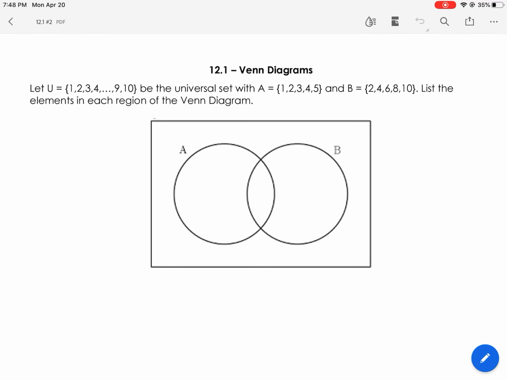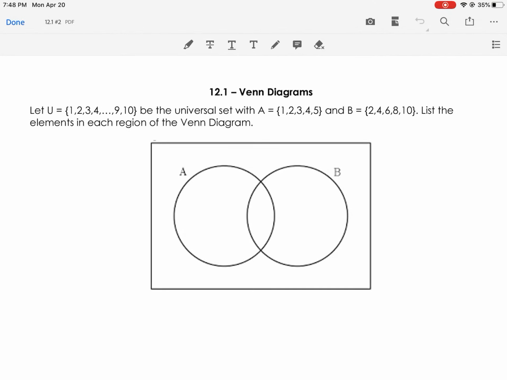Okay, a Venn diagram is a way to represent information. So here we're going to have the set U is the numbers 1, 2, 3, 4, and then remember that ellipsis means, hey, all the way through 10. And that's the universal set, so that's all the numbers we're representing. Our set A represents the numbers 1, 2, 3, 4, 5. Our set B equals even numbers 2, 4, 6, 8, 10.